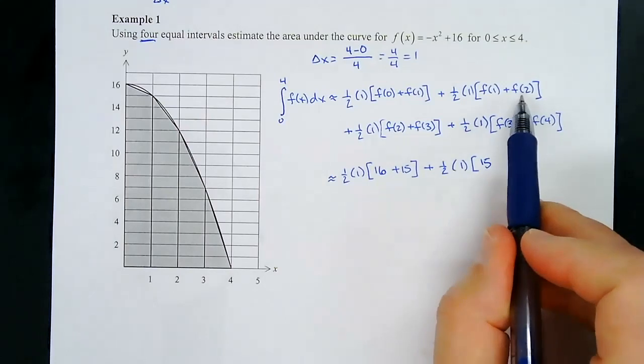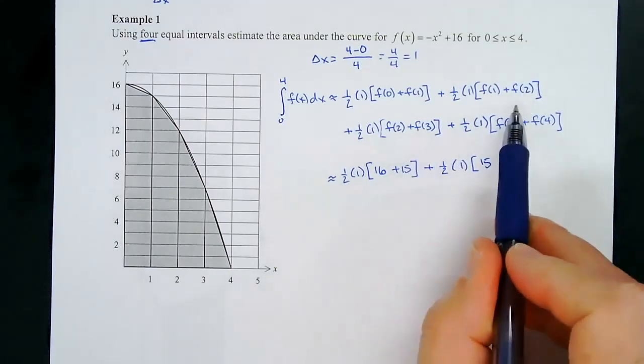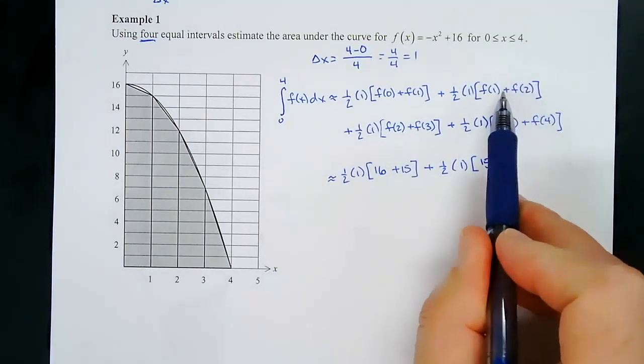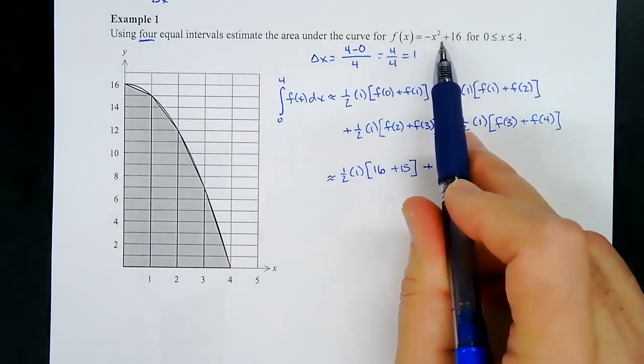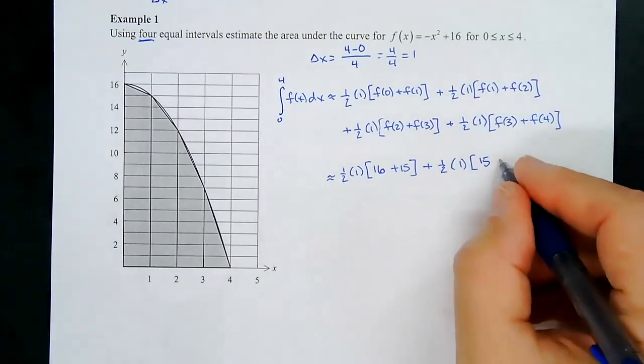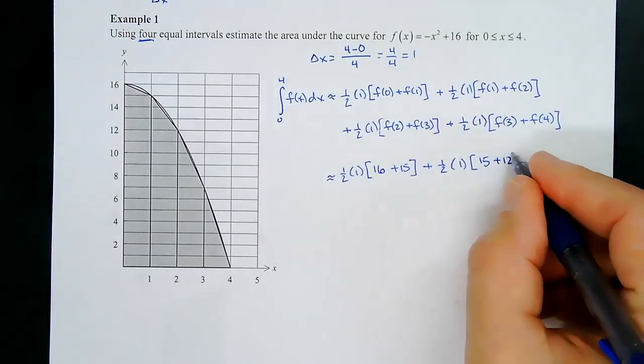And then f of 2. I said the wrong thing. I actually was going off this one, and I should have been going off this one, okay? So f of 2, so I need to put 2 in here. So that 2 squared would be 4. So negative 4 plus 16 would be 12. So this would be 15 plus 12.